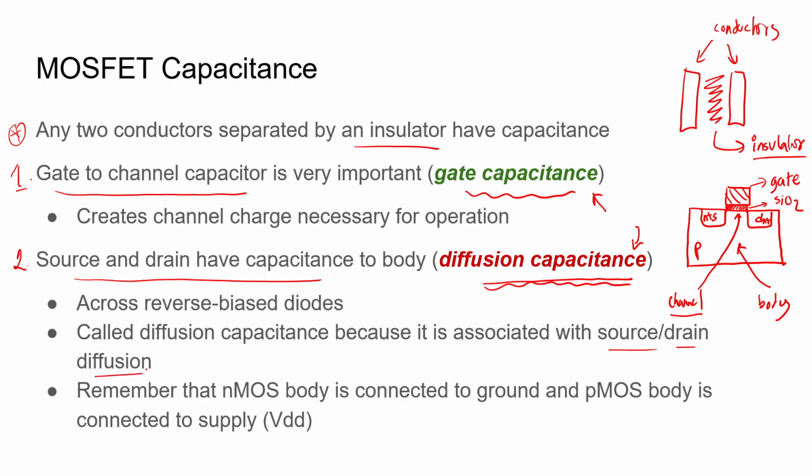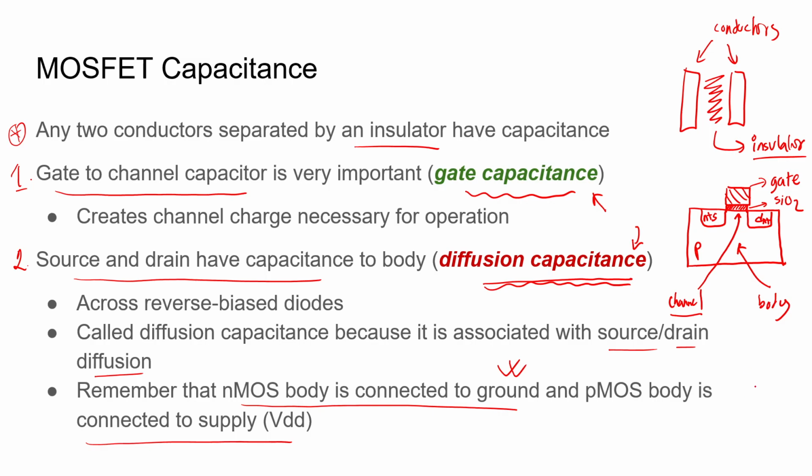Also remember that the NMOS body is connected to ground and the PMOS body is connected to the supply. So for the NMOS device, as the body is connected to the ground, our diffusion capacitance sometimes appears across the source and the ground. And the PMOS device body is connected to supply. That is why sometimes the diffusion capacitance of the PMOS device appears across the VDD.